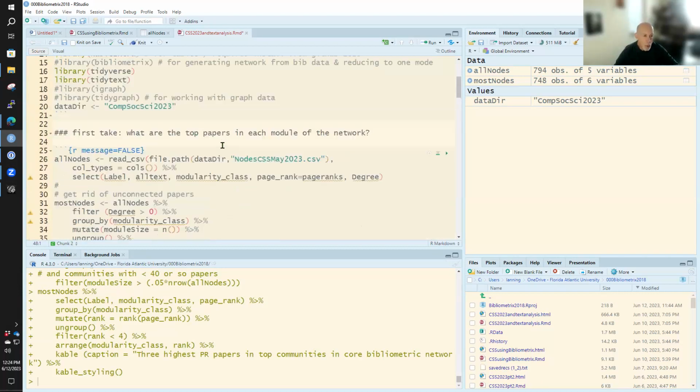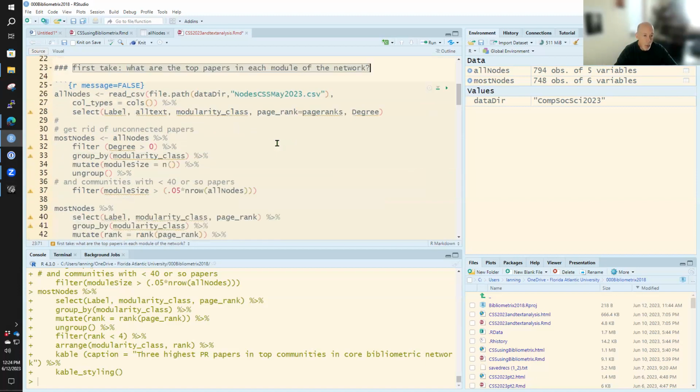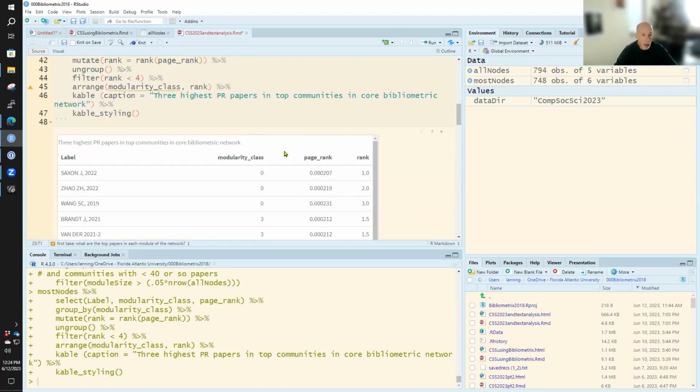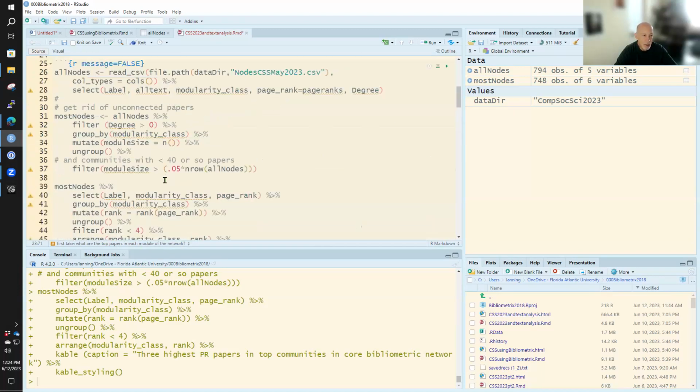communities. And what we're doing here is our first take on the structure of the field, in a sense. What are these different communities? And the answer is, well, modularity class 1 is these 3 papers. Well, we didn't even get the title of those, did we? So let's go back and let's get the title as well. My bad.